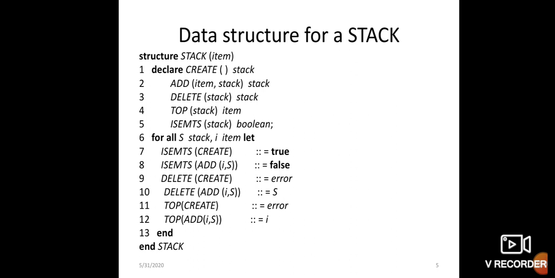These are all the declarations, and the next one is the operations. The operations mean the semantics of the data structure. First, you have to tell that s is a stack and i is the item. That is a variable. S indicates a stack and i indicates an item.